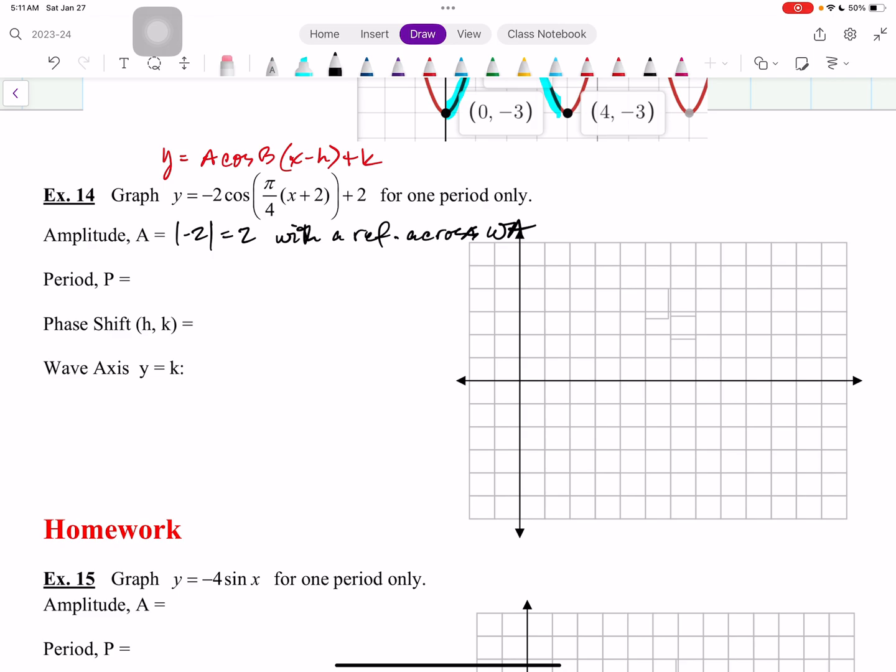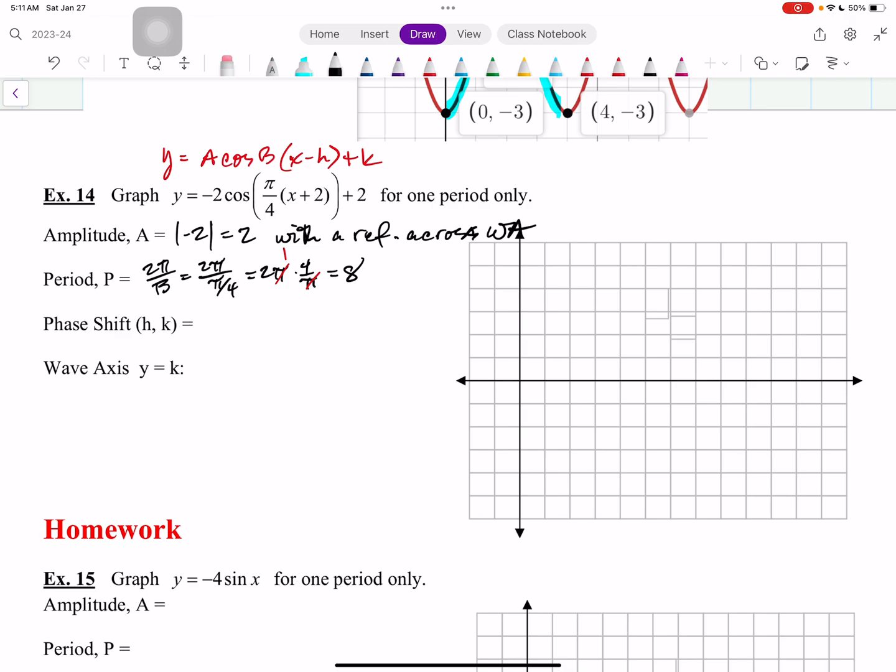Okay, the period is 2 pi divided by b in general. So this is 2 pi divided by pi over 4. You multiply by the reciprocal, so 2 pi times 4 over pi. The pi's cancel, since pi divided by pi is 1. So this has a period of 8. 2 times 4 is 8.